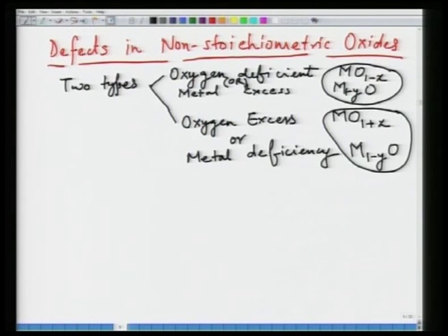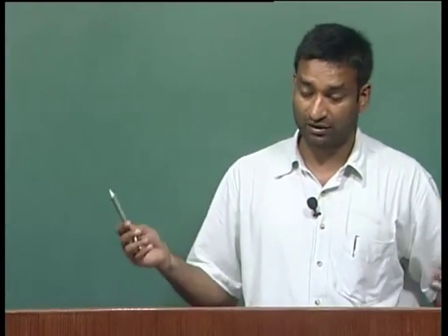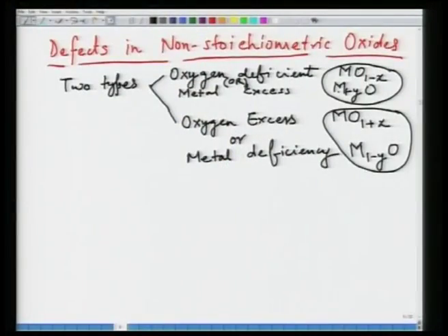And then we looked at defects in non-stoichiometric solids. In reality, most of these materials operate either at high oxygen pressure or low oxygen pressure, and depending upon the operating conditions, they are often non-stoichiometric. So there are two basic types. One is oxygen deficient or metal excess, which is denoted as MO_{1-x} or M_{1+y}O. And the second type is oxygen excess or metal deficient, and this is written as MO_{1+x} or M_{1-y}O.